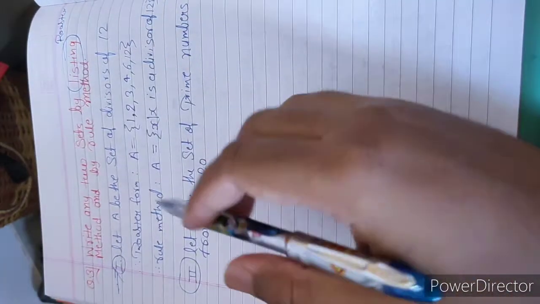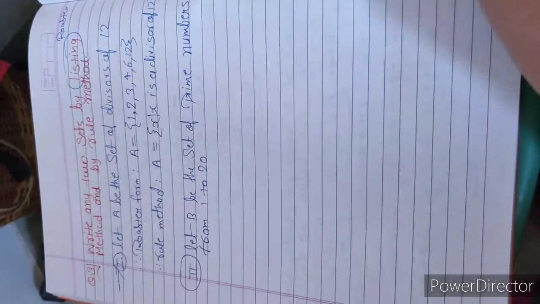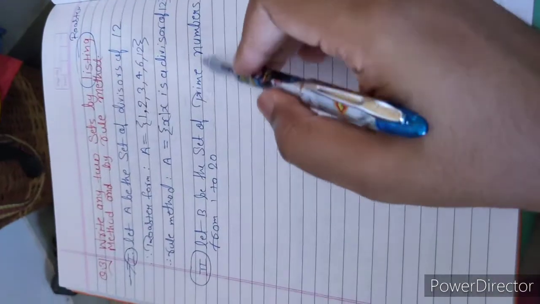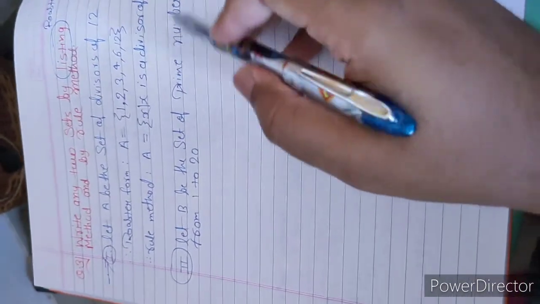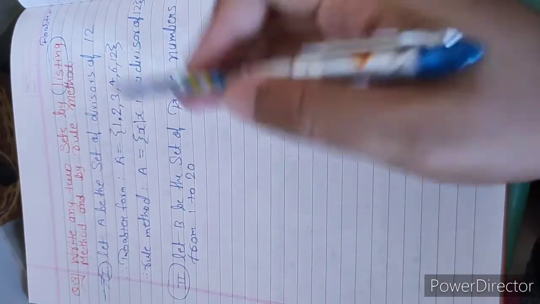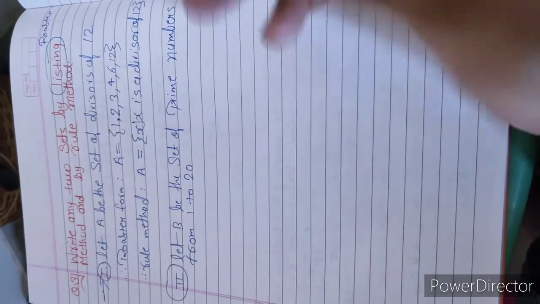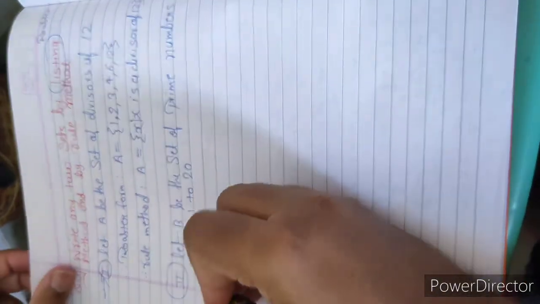As we know, from 1 to 20 how many prime numbers are there? First, recall what is meant by a prime number. Prime numbers are the numbers which cannot be divided by any number; they can be divided only by 1 or itself. So we write in roster form first.